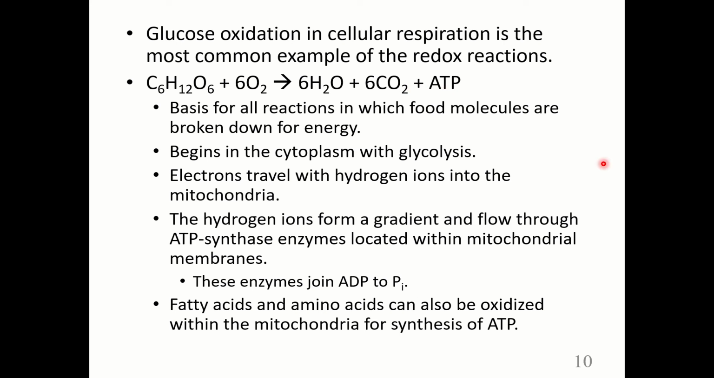This is the basis for all reactions in which food molecules are broken down for energy. Glucose oxidation begins in the cytoplasm with glycolysis. Electrons travel with hydrogen ions into the mitochondria. The hydrogen ions form a gradient and flow through ATP synthase enzymes located within mitochondrial membranes. These enzymes join adenosine diphosphate to inorganic phosphate, indicated by ADP for adenosine diphosphate and Pi for inorganic phosphate.